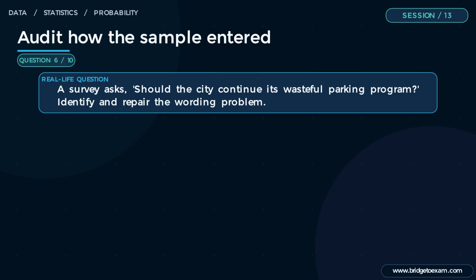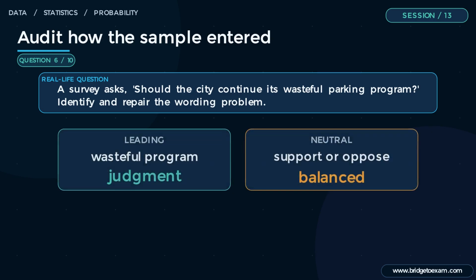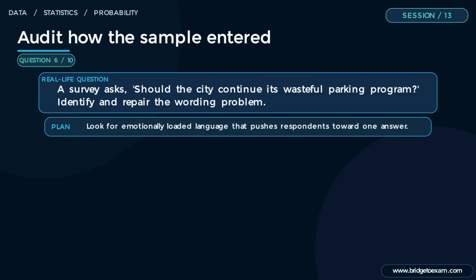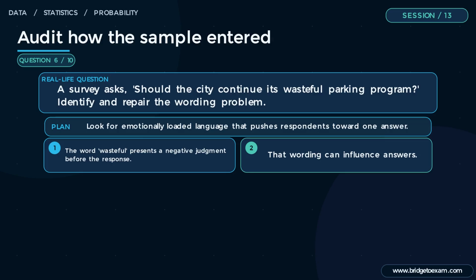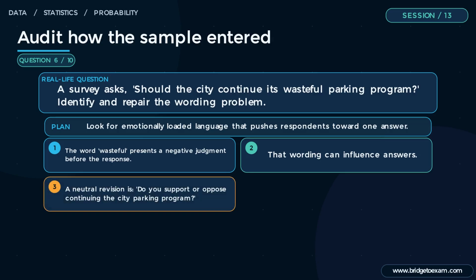Identify and repair the wording problem. The comparison places both cases on the same scale. Plan. Look for emotionally loaded language that pushes respondents toward one answer. Step 1. The word wasteful presents a negative judgment before the response. Step 2. That wording can influence answers.